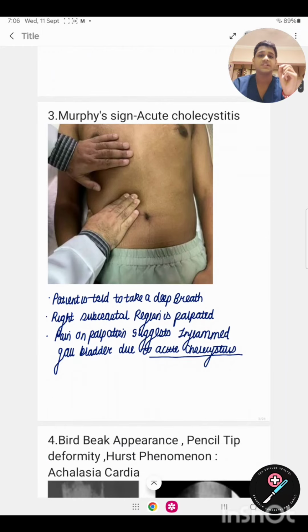Then there is the Murphy sign, which is seen in acute cholecystitis. The patient is told to take a deep breath. The right subcostal region is palpated. Pain on palpation suggests inflamed gallbladder due to acute cholecystitis.